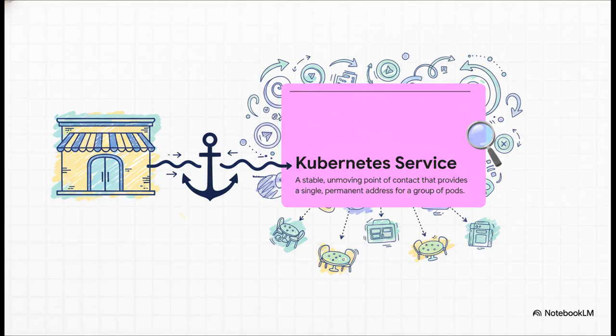So, how does Kubernetes solve this messy problem? Well, it introduces something called a Kubernetes service. The best way to think about it is as a stable, unmoving anchor in all this chaos. It's a single, permanent address that represents a whole group of pods. It's really an elegant solution that brings order to the restaurant floor.